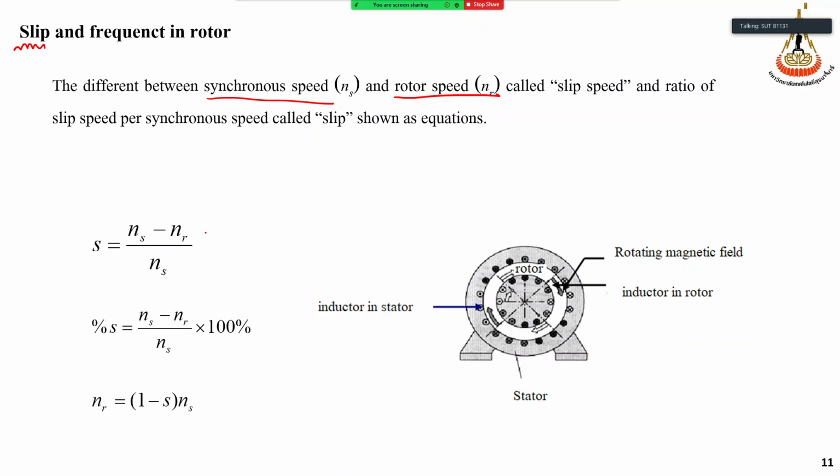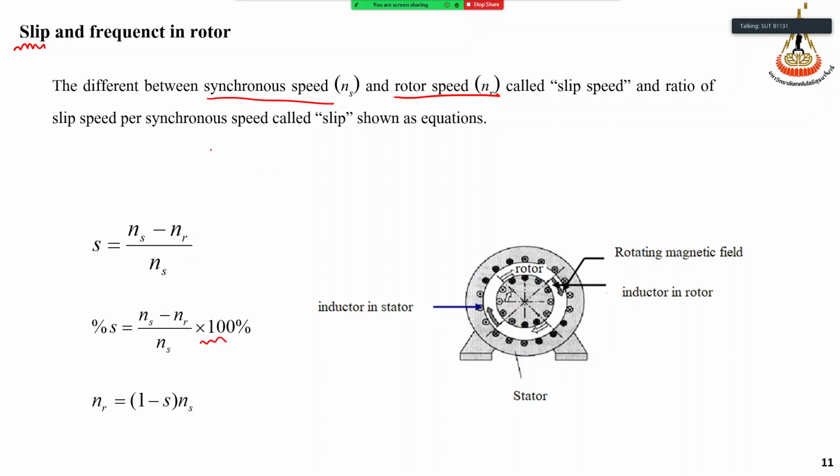Okay, so slip can be computed by Ns minus Nr divided by Ns here. This is the synchronous speed. This is the rotor speed, and if we use the term in percent, it means we multiply by 100.